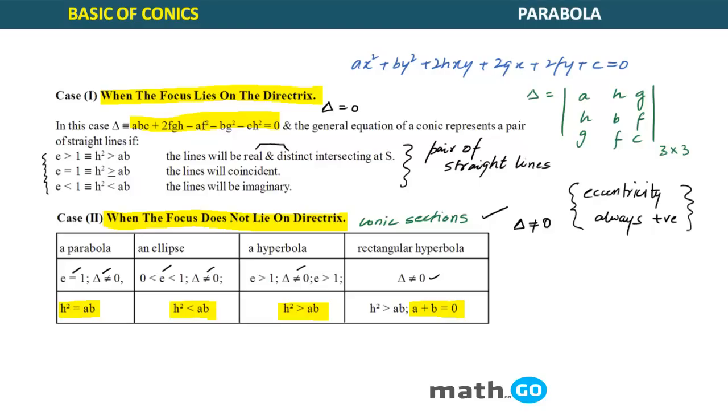Another simple way to remember this is, we know that for parabola, E is equal to 1. So just remember that on two sides, one will be h square, the other will be ab. You will put the equal sign in case of parabola. For ellipse, eccentricity is less than 1, so put less than. For hyperbola, eccentricity is greater, so put the greater sign. This is how you can remember these 3 conditions at the same time. Let's apply this in a particular problem and see how we have to solve and find the equation of a conic.